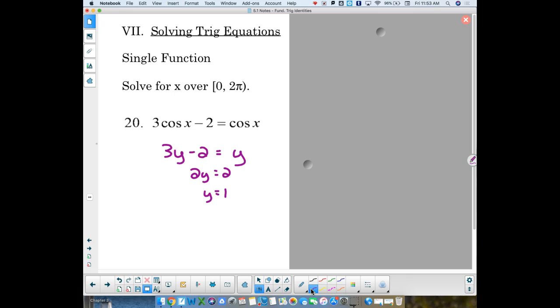That is no different than how we do the trig equations. So here I'm going to subtract cosine of x and add 2. That gives me 2 cosine of x equals 2.